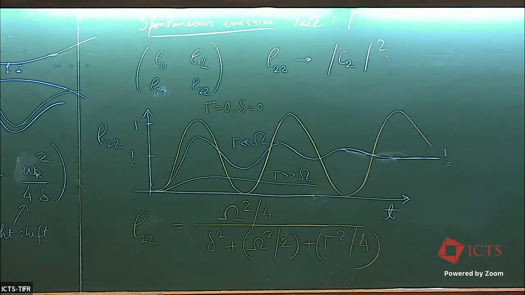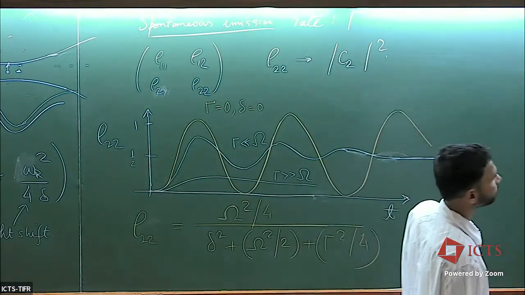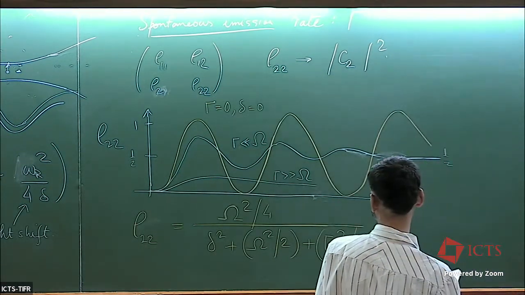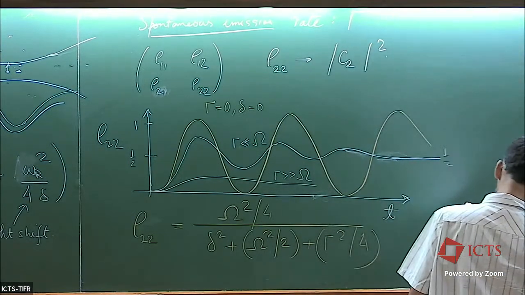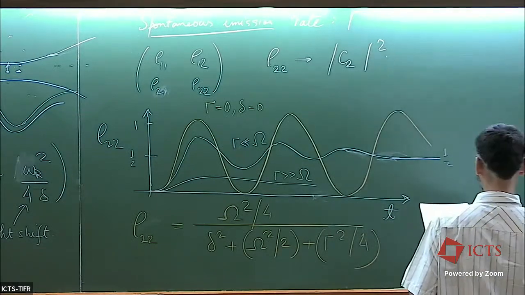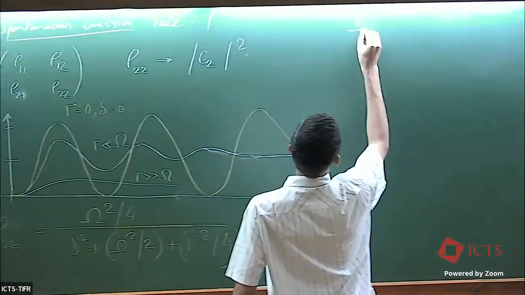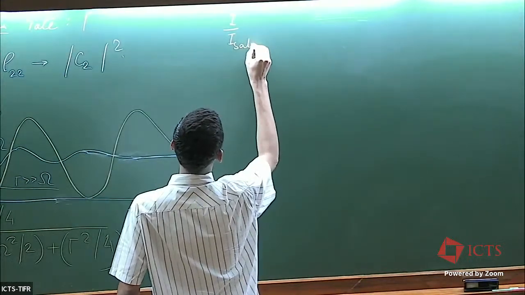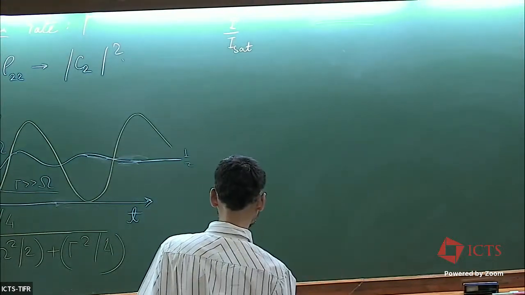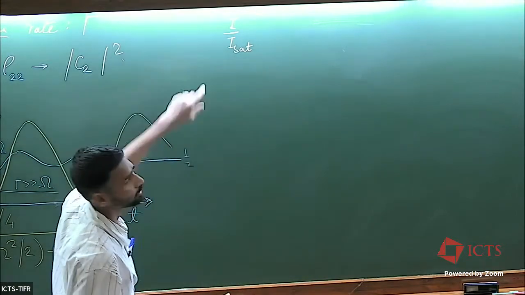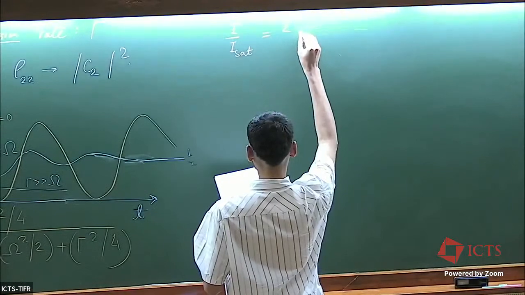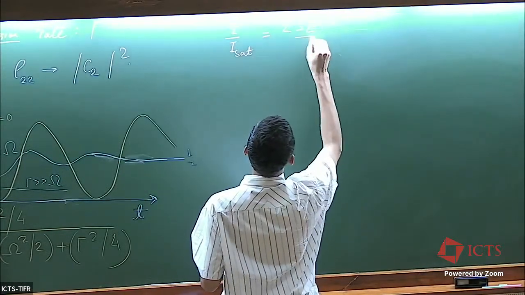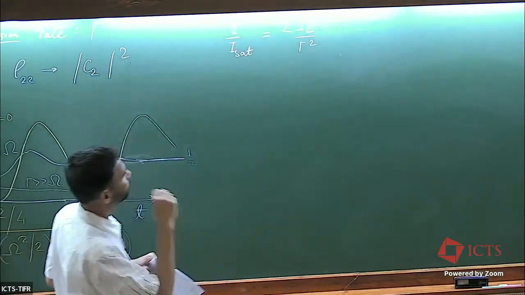So typically when you look at atomic physics or cold atom textbooks or literature, people will instead of using this language actually define something which is the saturation intensity. Instead of writing in terms of capital omega and gamma, they'll write in terms of this I by I saturation intensity. And this is basically 2 times. This again can be slightly dependent on which text you're looking at.